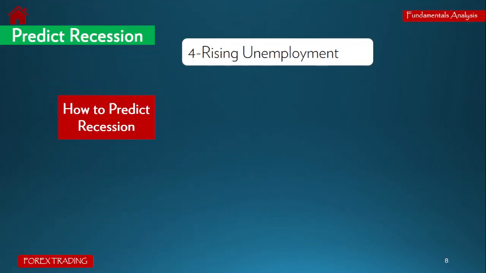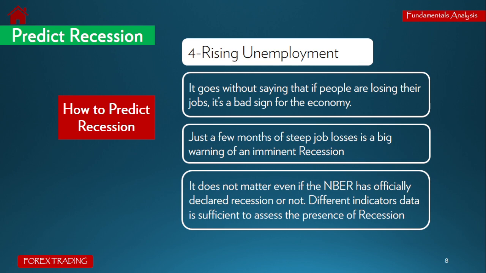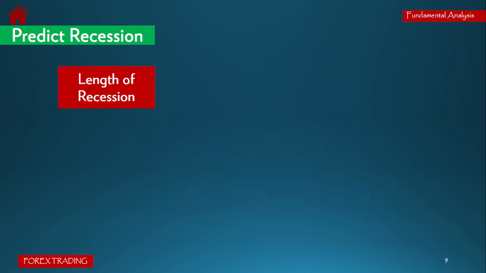So number four, rising unemployment. It goes without saying that if people are losing their jobs, it's bad for the economy, it's bad for everything. Just a few months of steep job losses is a big warning that there is a recession around the corner. And it doesn't matter if the NBER, the institute that declares recessions in the USA, has officially declared a recession or not. Different indicators and data are sufficient to assess the presence of a recession.